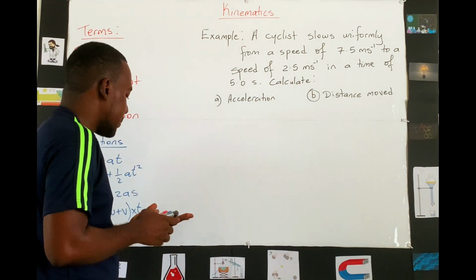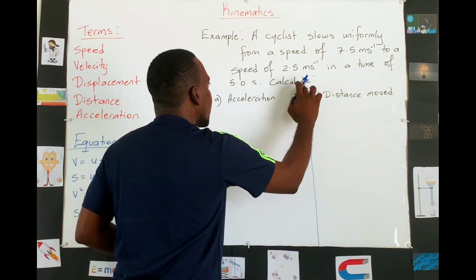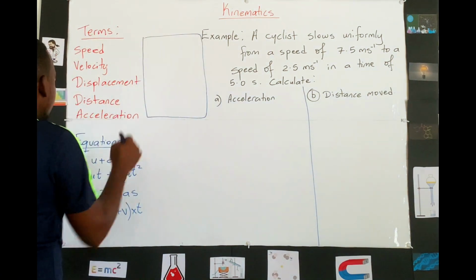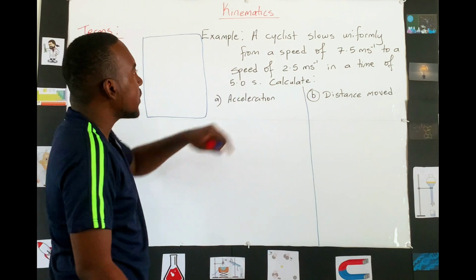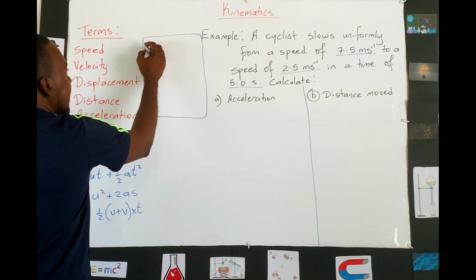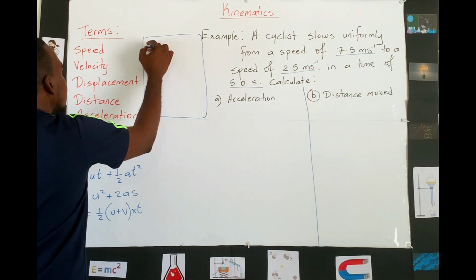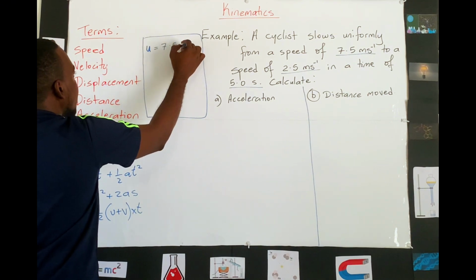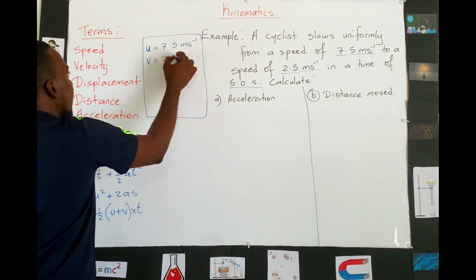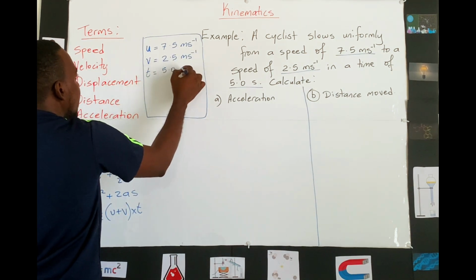Now, the first thing that I normally like to do is to highlight what we're given from the question. All right, so let's do that here, in this box right here. In terms of the symbols, we're going to highlight what each of these values mean. So the first, 7.5, is what it slows down from. So from means it's starting with that initial U, 7.5 meters per second. Then it went to this, meaning it is a final 2.5 meters per second. And it did that in a time of 5.0 seconds.